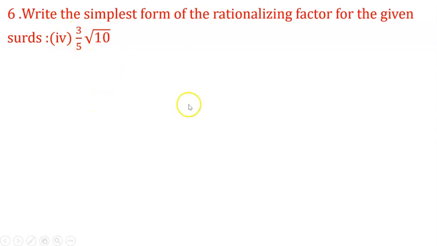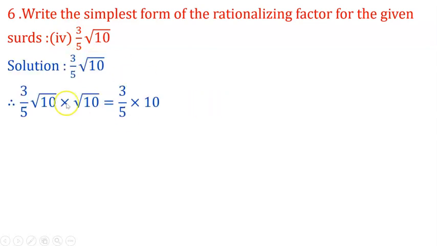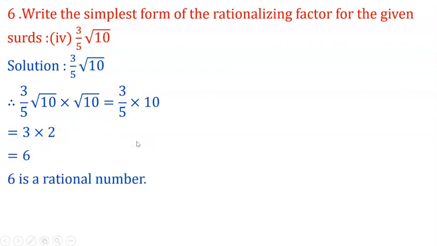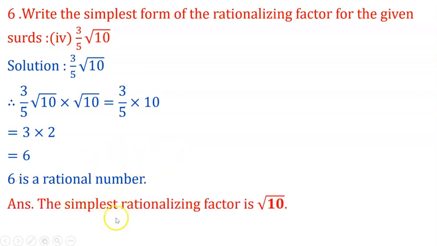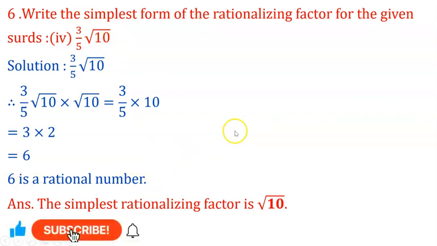3 by 5 into root 10. Again 3 by 5 into root 10. We have to multiply this number by root 10 so that we will get a rational number. That is 3 by 5, root 10 into root 10, here you will get 10. And after simplification, you will get 3 into 2, that is equal to 6. Therefore, 6 is a rational number. Therefore, the simplest rationalizing factor is root 10. If we multiply this number by root 10, then you will get a rational number.